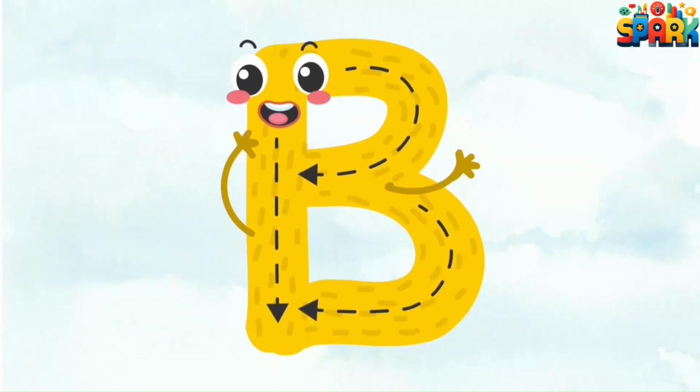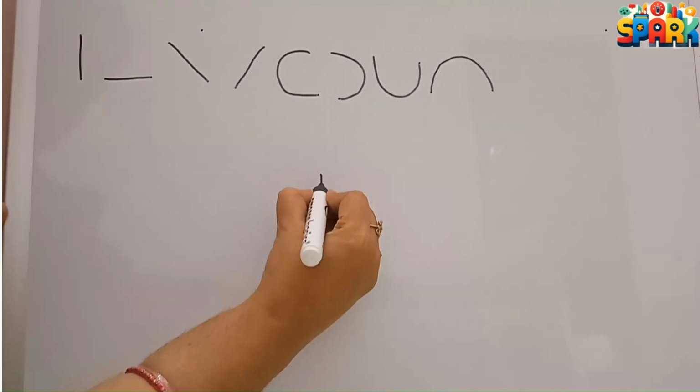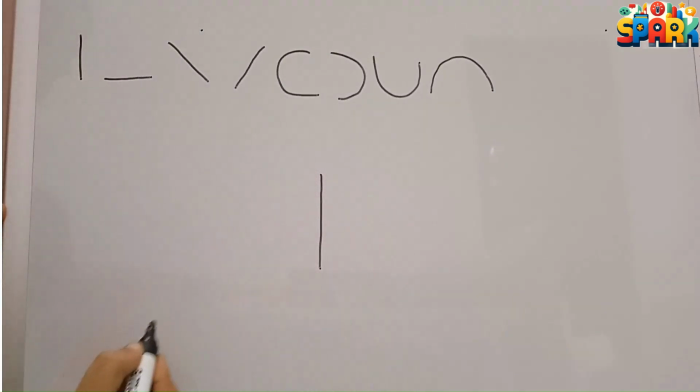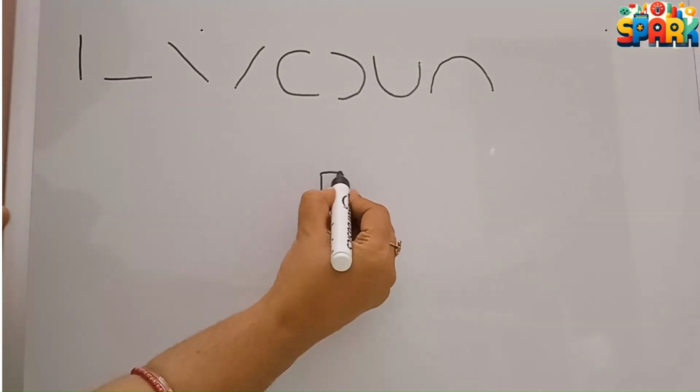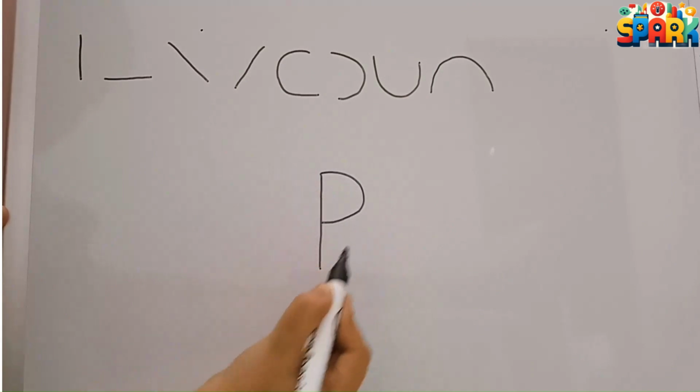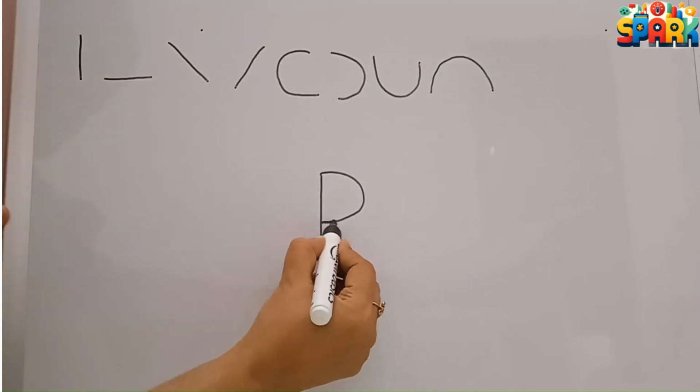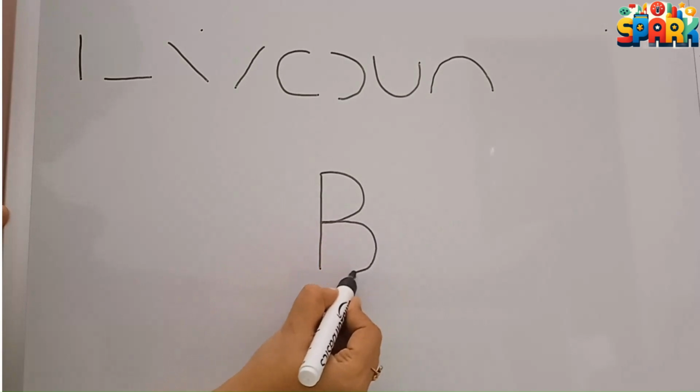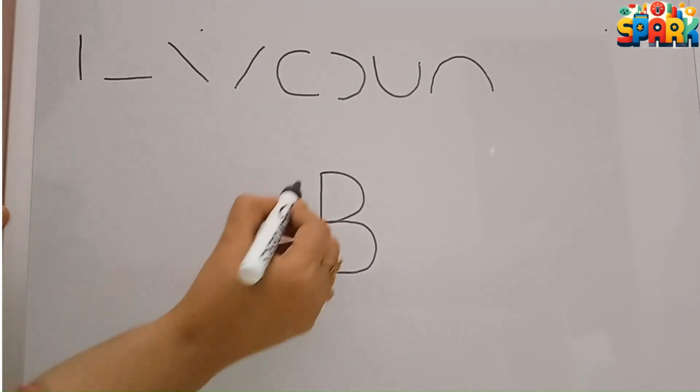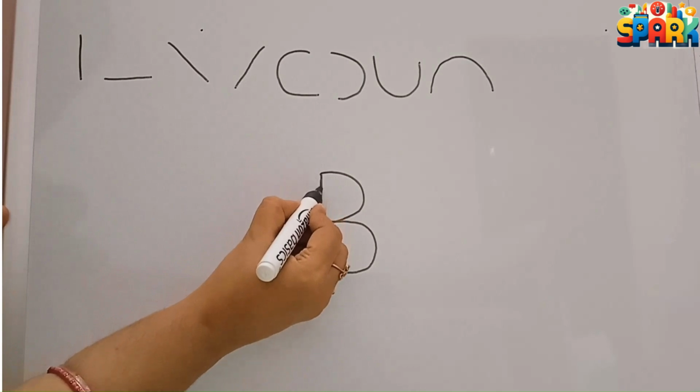This is the letter B. Now we will trace it together. Start from the top. Draw one standing line down. Now draw a right-sided curve like this. Then another right-sided curve down to it. It's B. Very easy, right?